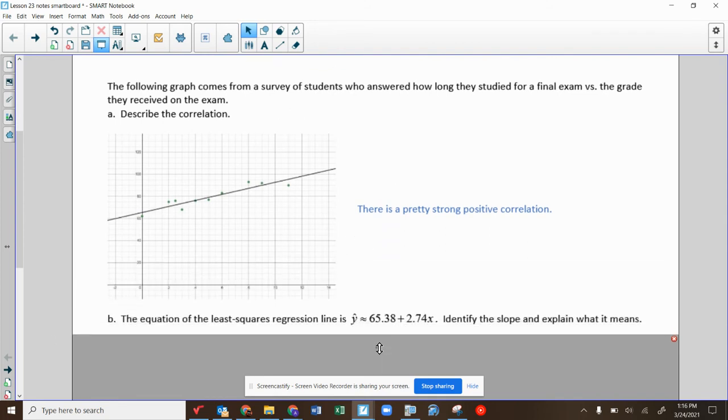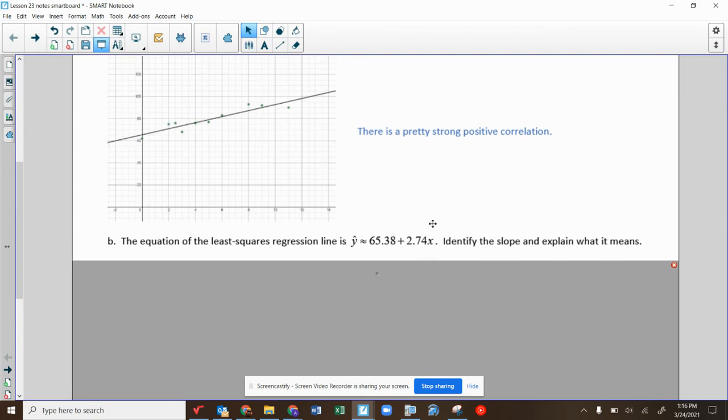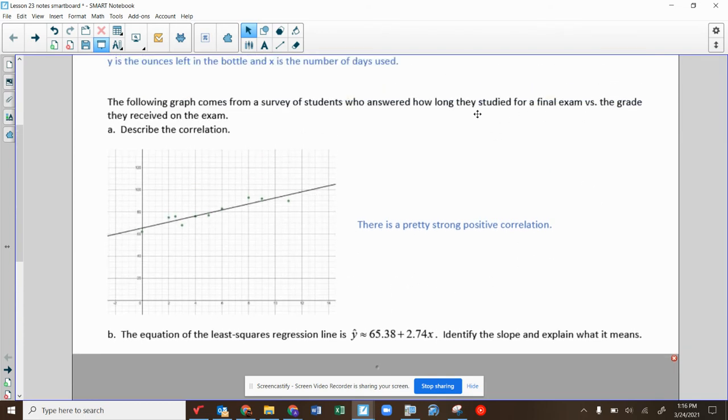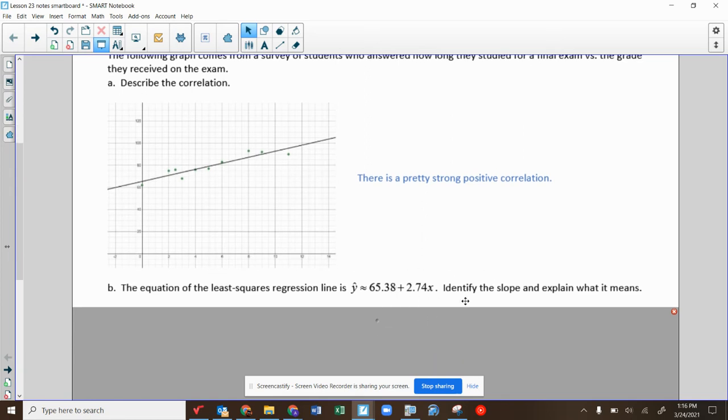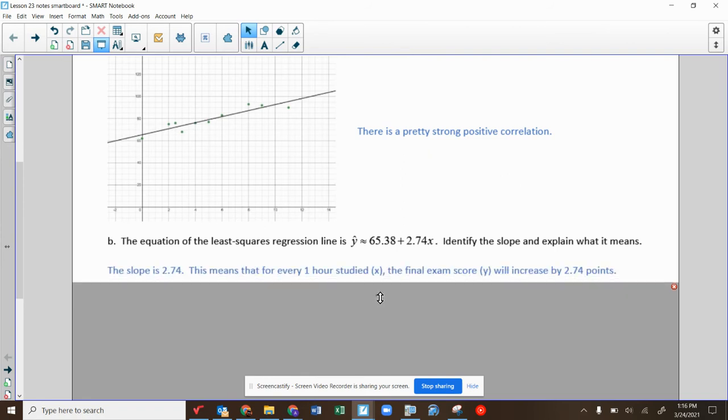All right, then the second part here, you're given the actual regression equation. I want you to identify the slope and exactly what that means. So the slope in this thing is 2.74. So again, you are talking about how long they studied versus the grade they got on the exam. So how long they studied is the x, grade is the y. So the slope, if I plug in a number for x, so every time I would increase that by 1, so number of hours studied, 1 hour studied, then their grade should increase by 2.74 points.